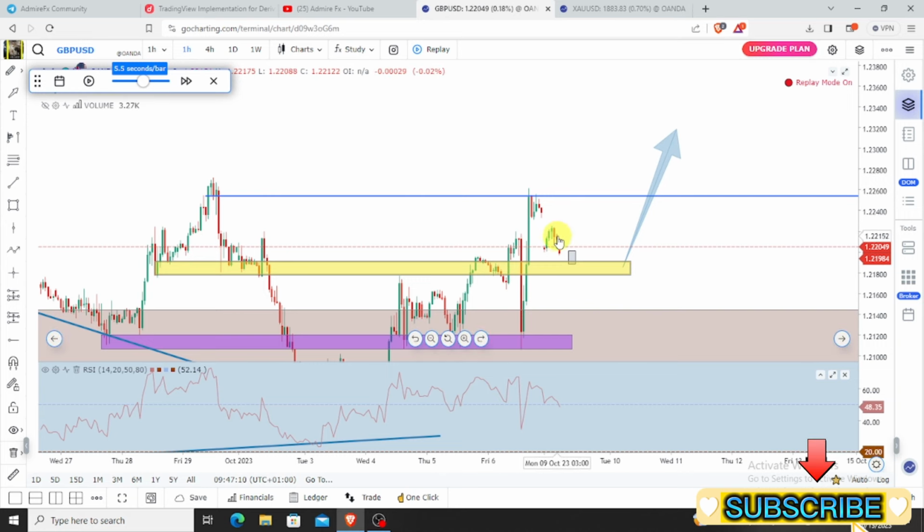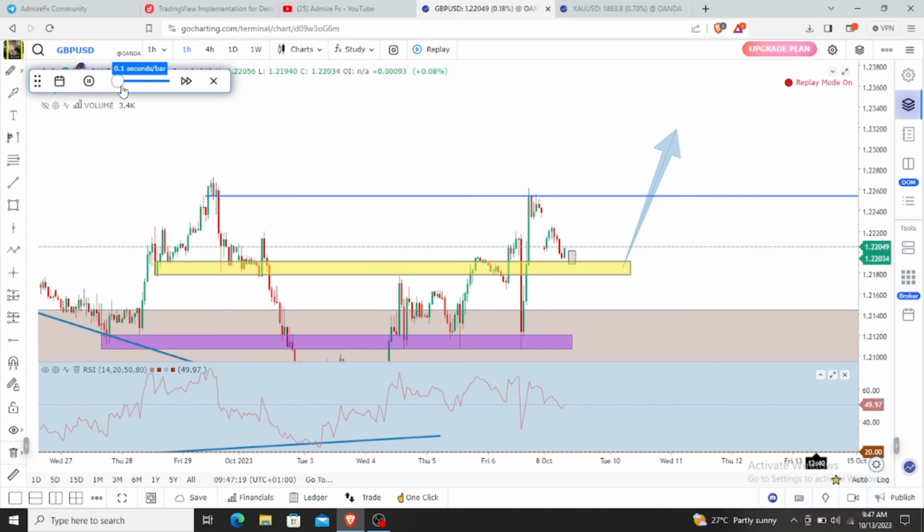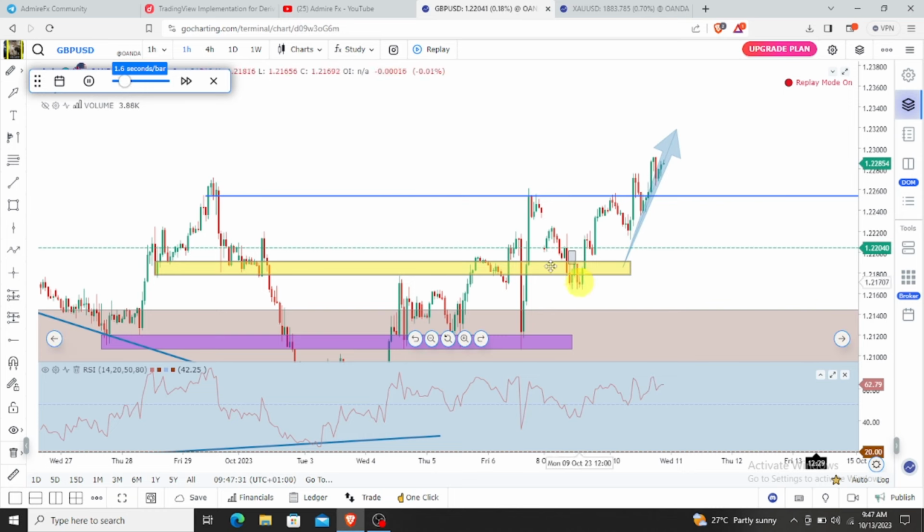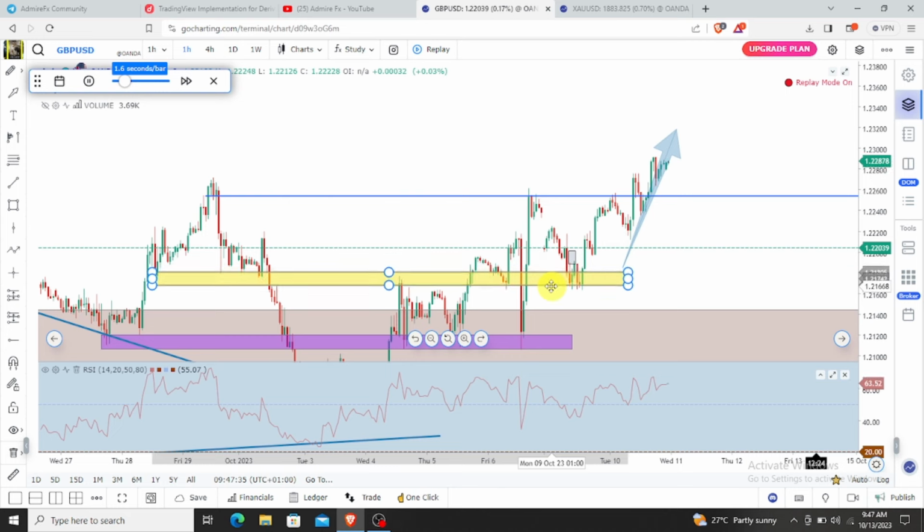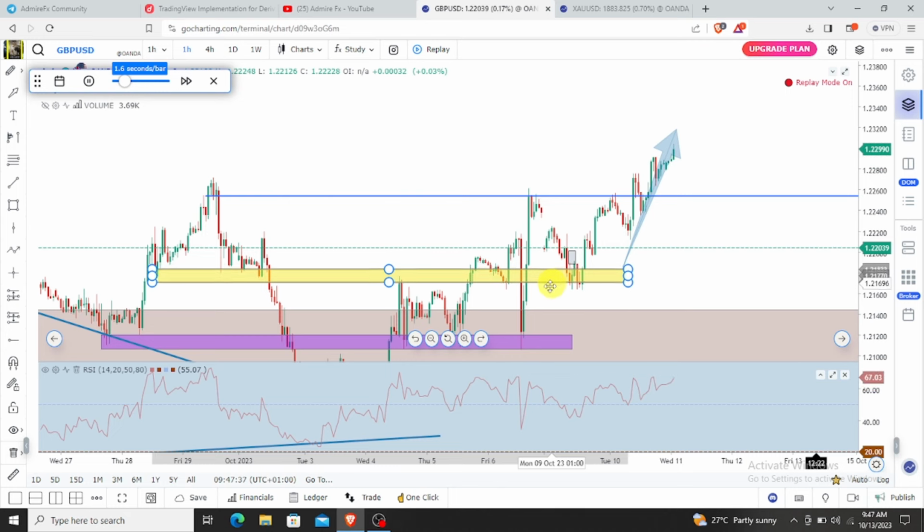So let's replay this. Okay, I think this was on the Monday. Price has now opened. All right, so let's replay that. You see price was now pushing into our area. Let's take that slow. Okay, so you can now see price now pushed. Okay, that was a little bit too much. Okay, price now pushed into our area.